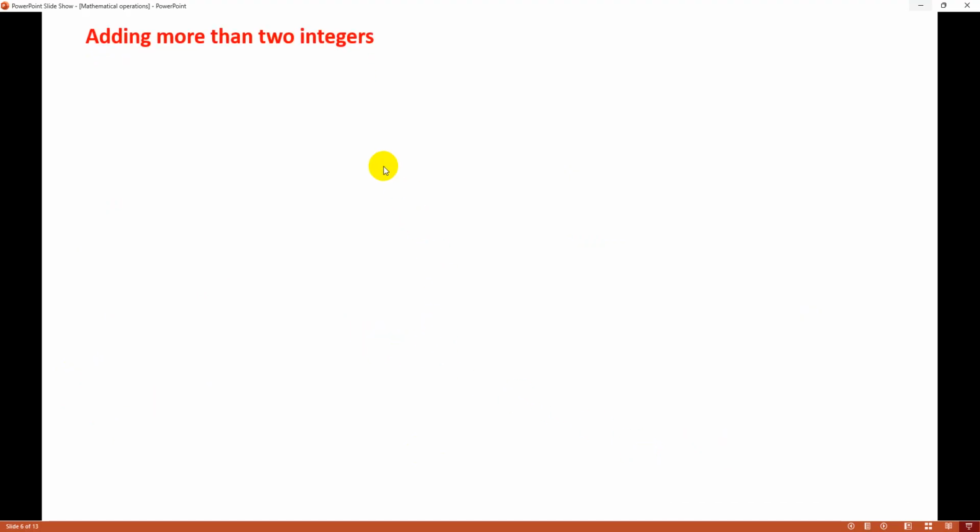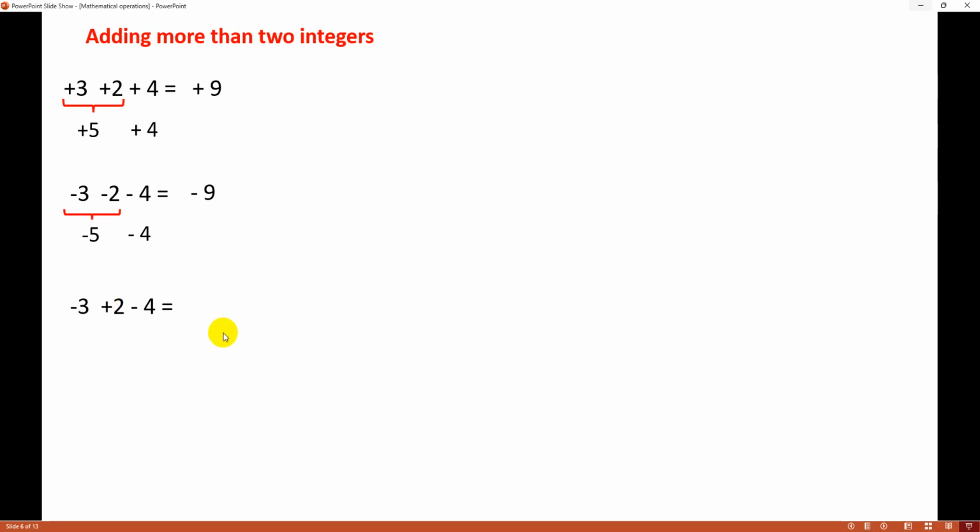Now, when you add more than two integers, you just follow these rules. It's just step by step. Here, you start with 3 and 2. 3 plus 2, 5, and then 5 plus 4, 9. Here, same thing. You take these two numbers, negative 3 and negative 2 will be negative 5. And then negative 5 minus 4 will be negative 9. You do 2 at a time. Here, negative 3 plus 2 would be negative 1. And negative 1 minus 4 would be negative 5.